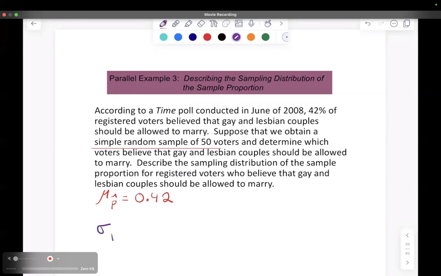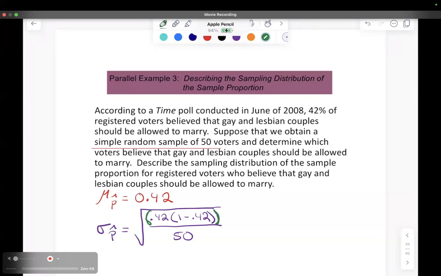Standard deviation sub p hat is going to be the square root of 0.42 times 1 minus 0.42, divided by 50. You can put this whole thing in your calculator if you're really careful with parentheses. If you're putting it in all at once, put parentheses around here. Or you can do it piece by piece. It doesn't matter to me. So I got that the new standard deviation is approximately 0.0698.